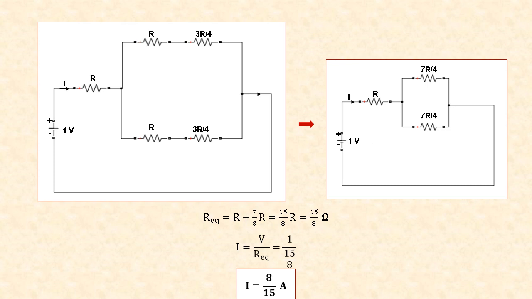We have been given the value of R as 1 ohm. So substituting for R, we have R equivalent is equal to 15 by 8 ohm. Now the current can be calculated by using the formula current is equal to voltage by R equivalent, that is resistance equivalent. Here voltage is equal to 1 volt and equivalent resistance is equal to 15 by 8 ohm. Substituting, we have I is equal to 8 by 15 amps.